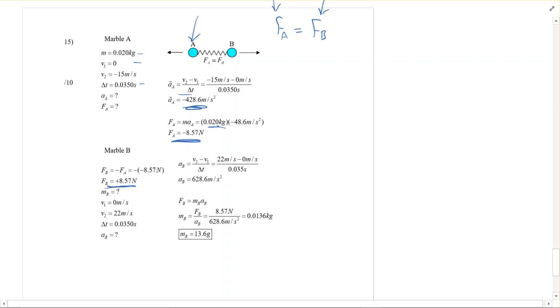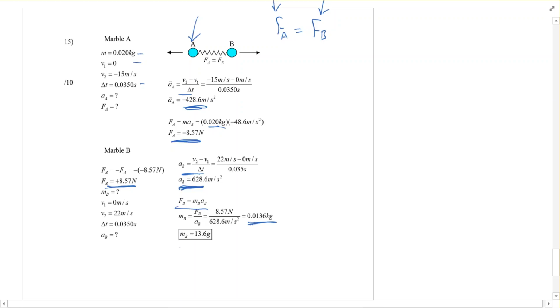Okay, now that we know that, all we've got to do is figure out the acceleration on this thing, and then we're really close to knowing the mass. To figure out the acceleration, we use this formula, just the same as above. Figured out that the acceleration of this thing is 628.6 meters per second. Now we just got to use force is equal to mass times acceleration and rearrange for mass. So mass is equal to 13.6 grams after you convert it from kilograms.